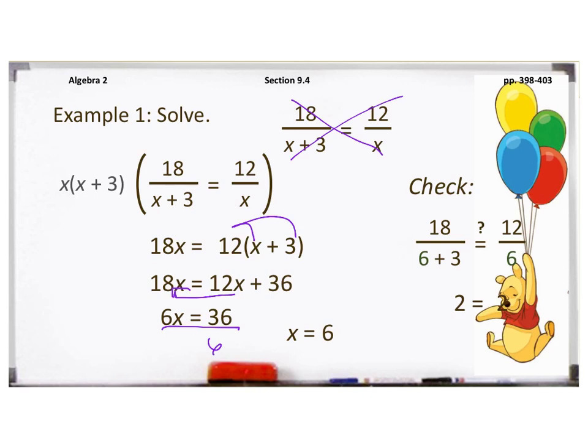I check that by putting that number back into my x's. So I take my x is 6, I plug in a 6 here and here. 6 plus 3 is 9. 18 over 9 is 2. 12 over 6 is 2. There we go. 2 is definitely equal to 2.